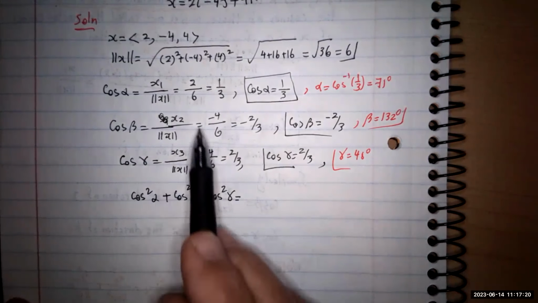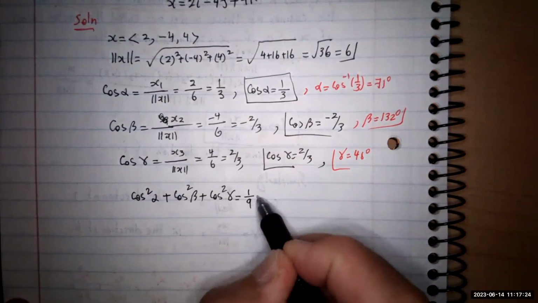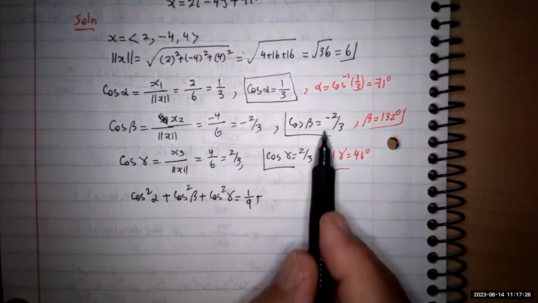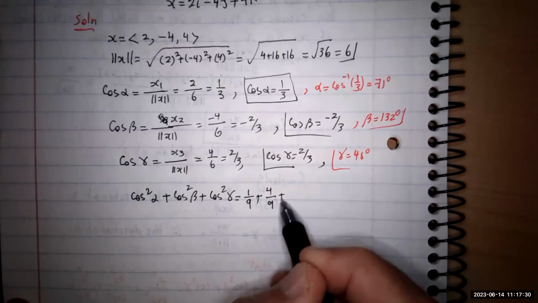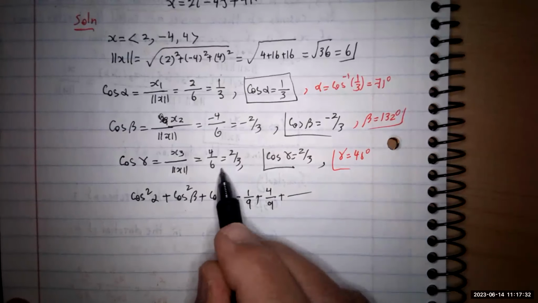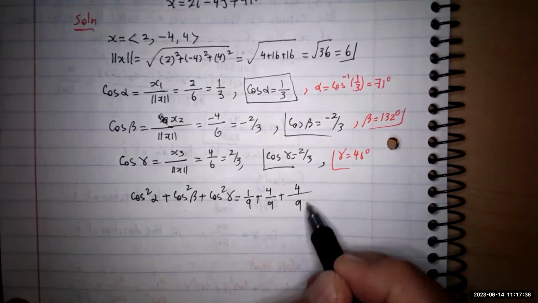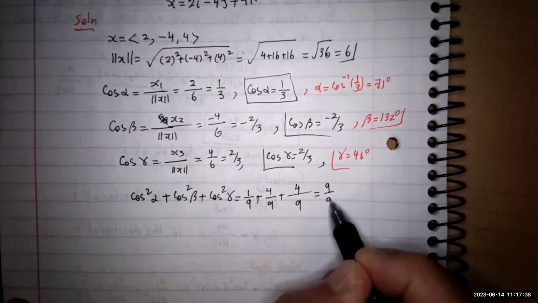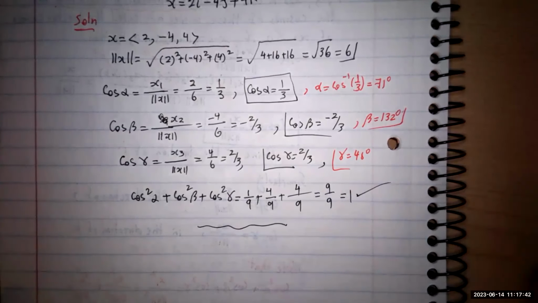So what you have: cosine of alpha is 1/3, so it's going to be 1/9. Cosine of beta is 2/3, that gives you 4/9. And gamma is 2/3 again, that gives you 4/9 again. So the result is going to be 9/9, which is equal to 1. So this means you did all right. Okay, the result is true.